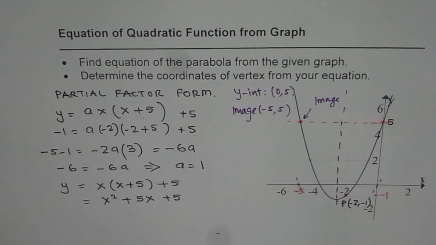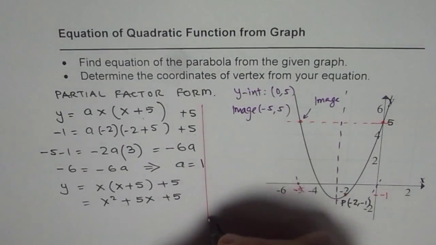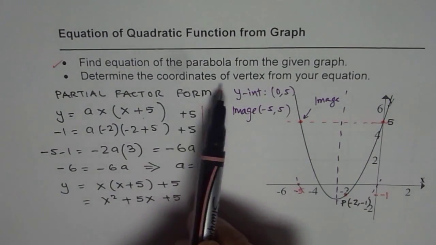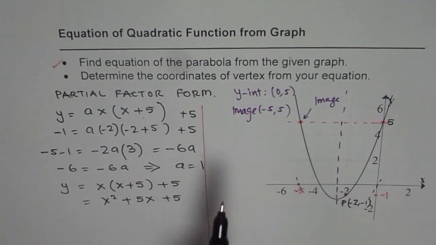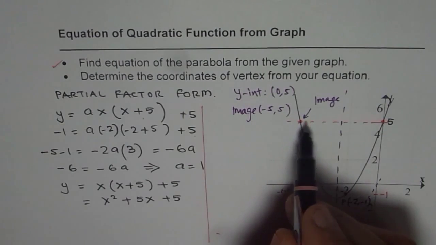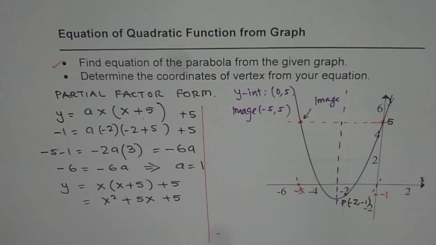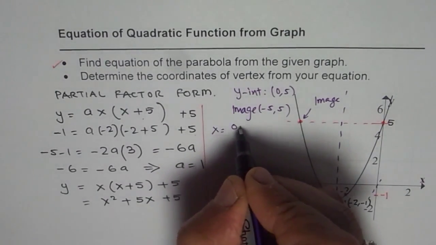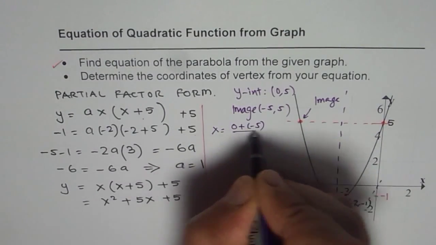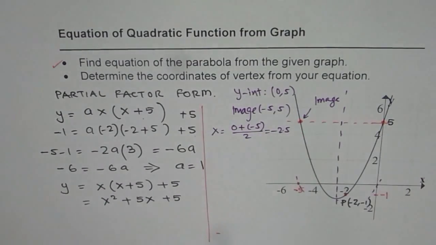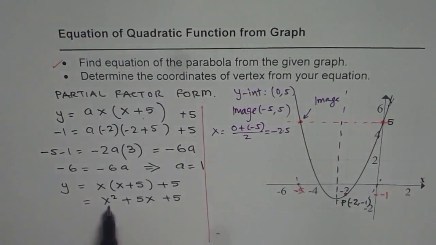Now let's do part B, or the second part. We're done with the first one. Second is determine the coordinates of vertex from your equation. Now vertex is midway between these two horizontally placed points, right? So midway means x equals to 0 plus minus 5 divided by 2. So that's the average value, which is minus 2.5, correct? So we can substitute minus 2.5 here and calculate the value of y.